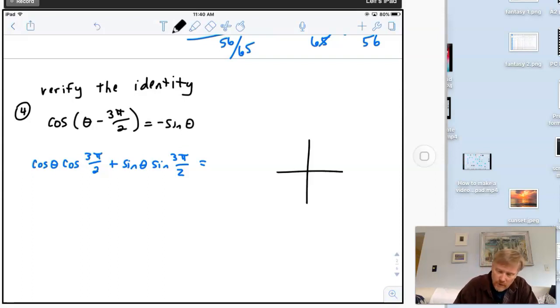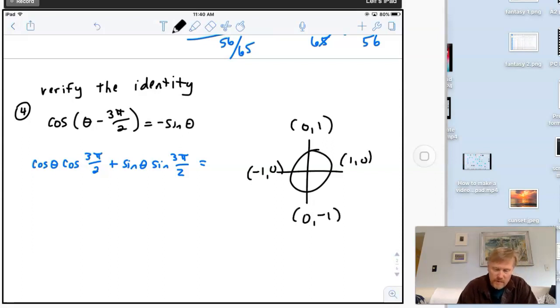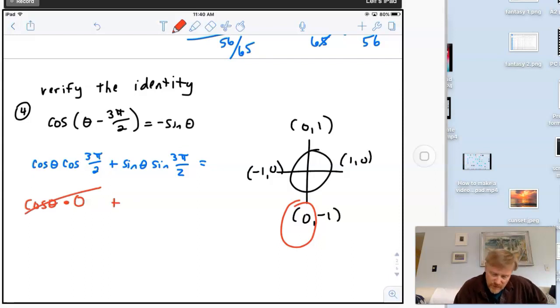So this is all unit circle stuff. This is the coordinates 1, 0. This is 0, 1. This is -1, 0. This is 0, -1. And remember, the sine is the y coordinate and the cosine is the x coordinate. So if I'm looking, for example, at the cosine of 3 pi over 2, 3 pi over 2 is 270 degrees, cosine's the x, that's 0. 0 times anything is 0, so that whole thing cancels out. Sine of 3 pi over 2 is -1.